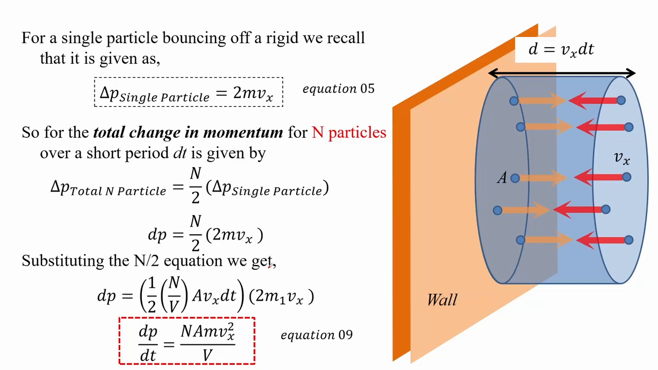For a single particle bouncing off a rigid wall, the change in momentum is equal to 2 times mass times velocity, as shown in equation 5. So the total change in momentum for n particles over a short period dt is equal to n over 2 times the momentum of a single particle. We then substitute the n/2 equation and get an expression of dp over dt, or the change in momentum over time, shown in equation 9.